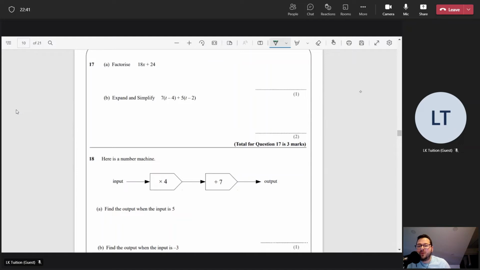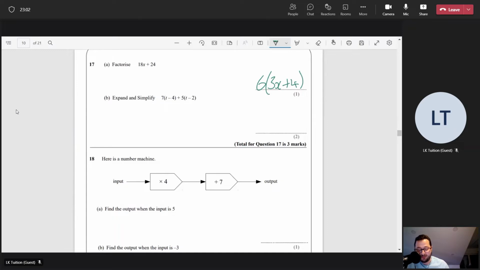Number 17, we want to factorise 18x plus 24, so we're looking at a number that goes into 18 and 24, and they're both in the 6 times table. So I can take a 6 out. 6 times what is 18? Well, it's 3, and then don't forget the x. And 6 times 4 is 24. So that's 6 brackets 3x plus 4.